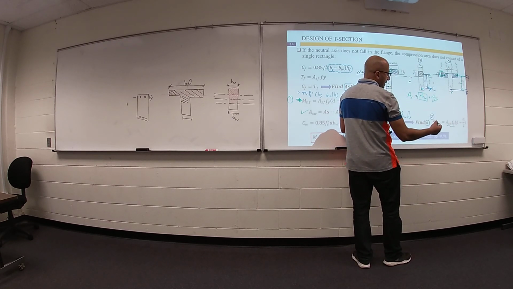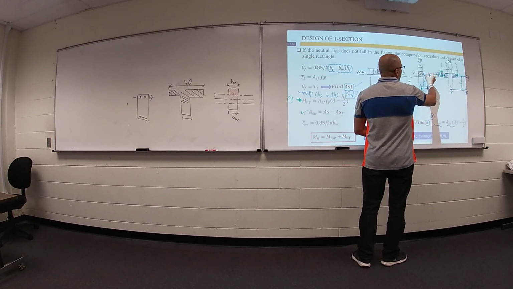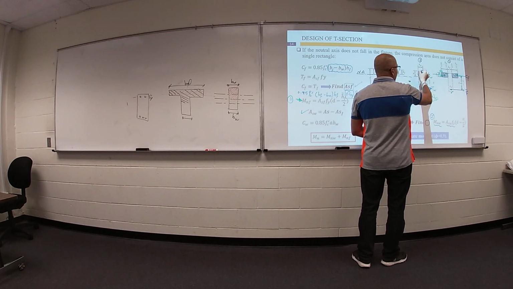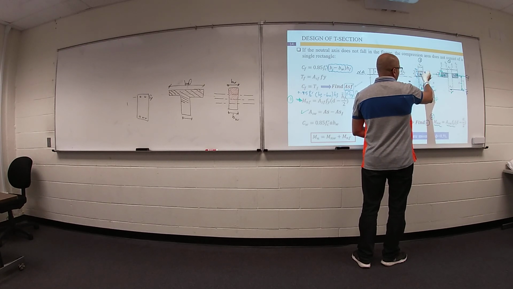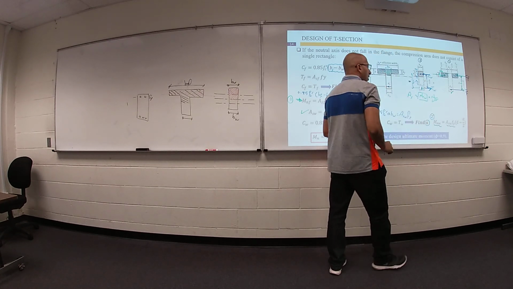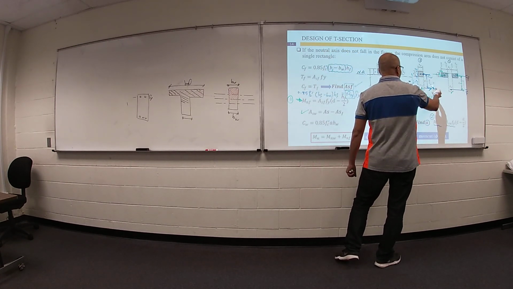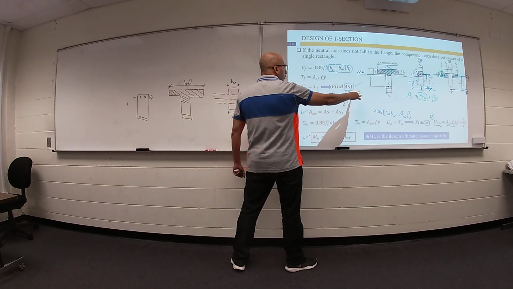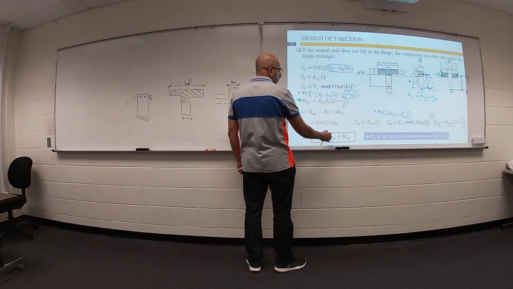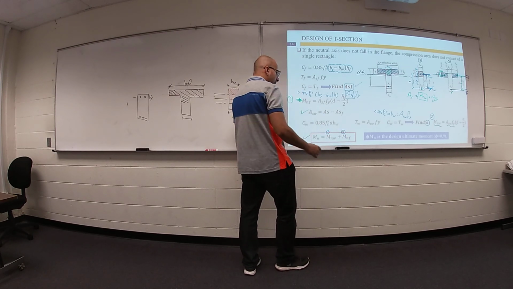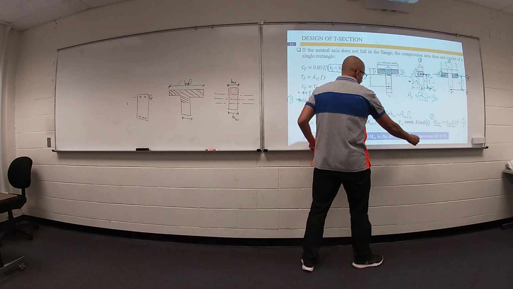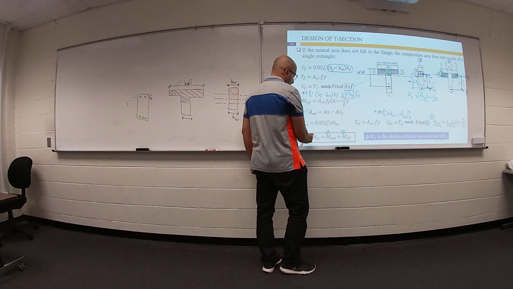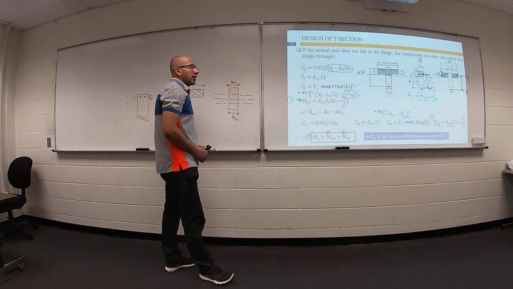Why d minus a divided by 2? Because the location of this force is at the centroid of this area, which is a divided by 2. So the distance between this point and this point equals depth minus a divided by 2. Once you get the nominal moment from the second part, your final nominal moment for the whole cross section equals the first nominal moment plus the second nominal moment. You can then apply phi to this nominal moment to get your design moment.